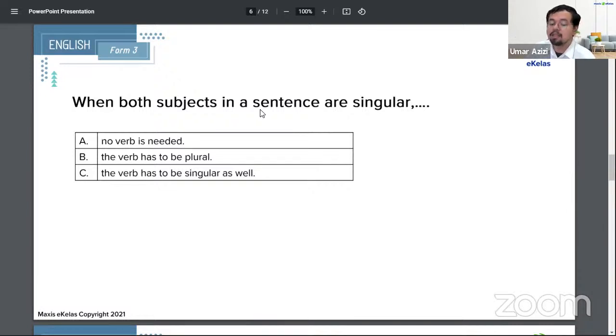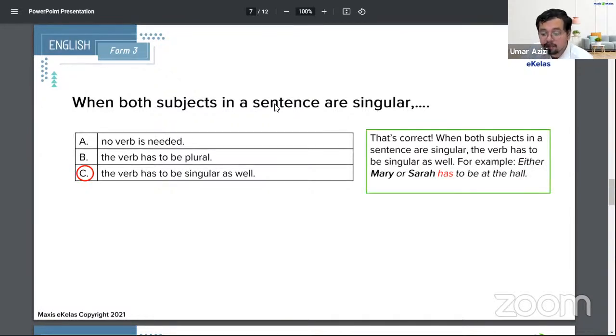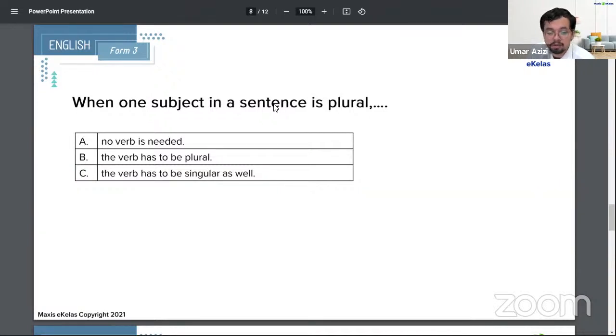Right now, we're just asking when both subjects in a sentence are singular. Muhammad Zainal Arshad says C. The verb has to be singular as well. So let's see if that's the answer. The answer is C. So good job. When both subjects in a sentence are singular, apple and orange, the verb has to be singular as well. So for example, either Mary or Sarah has to be at the hall, because they're singular. If both are plural, then it has to be plural too.